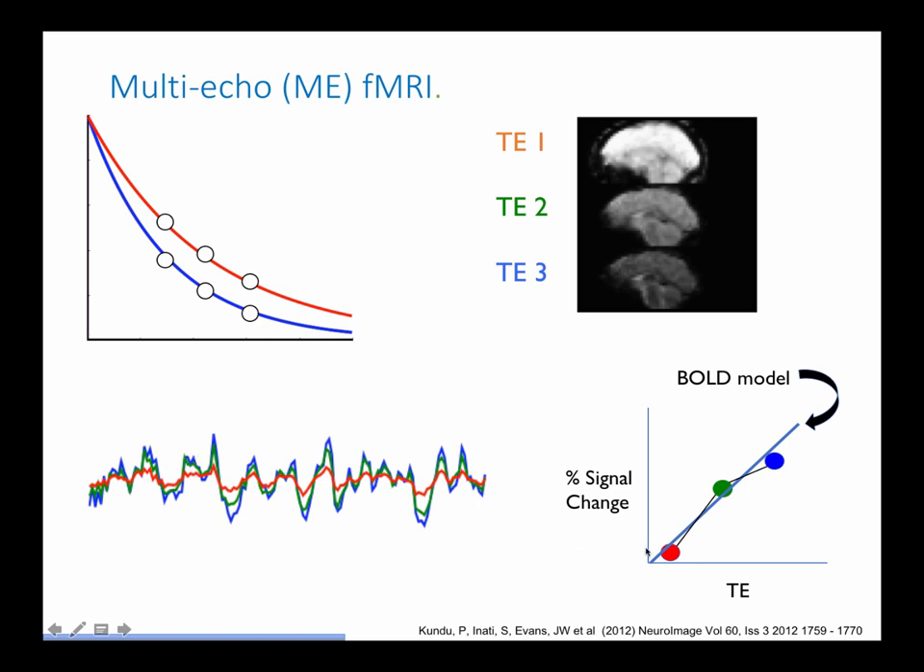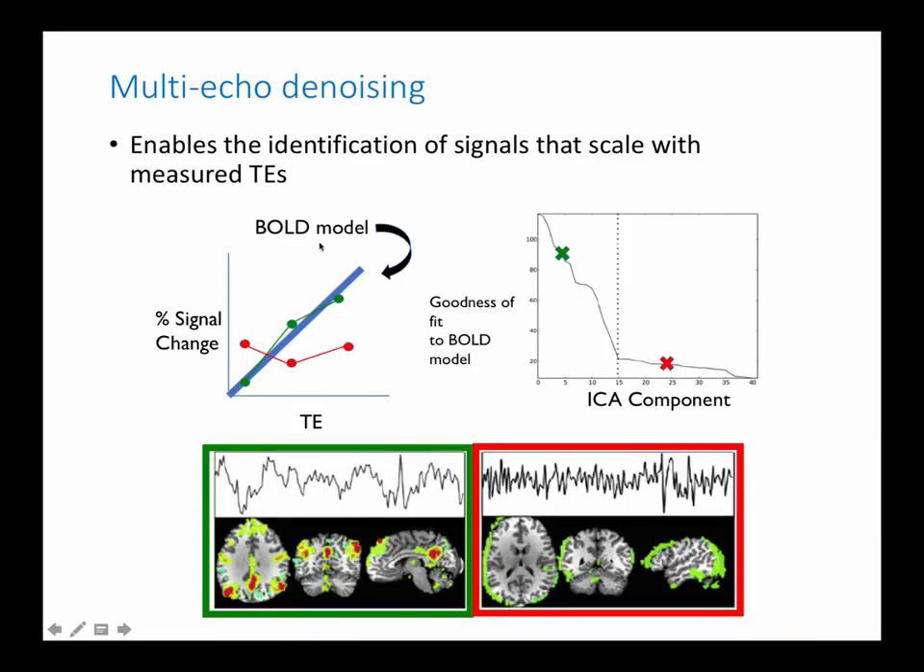If your signal of interest is scaling with the echoes that you're acquiring, you know that it's a BOLD signal. If it wasn't a BOLD signal, the signal would not scale. So what you're looking for are signals that scale across these three echoes and signals that don't scale. There's, I think, a talk later on which will go into multi-echo acquisition in more detail.